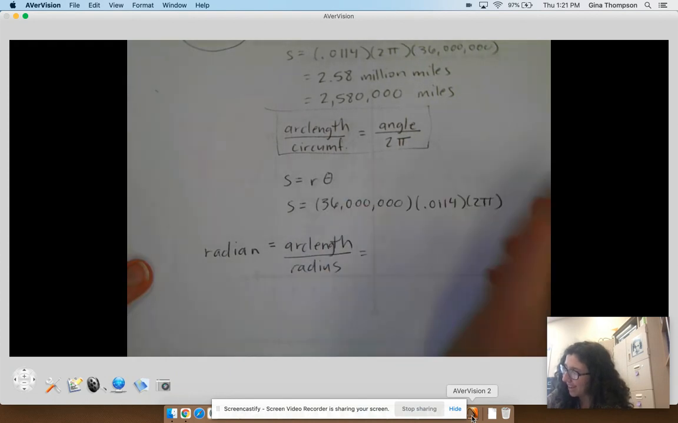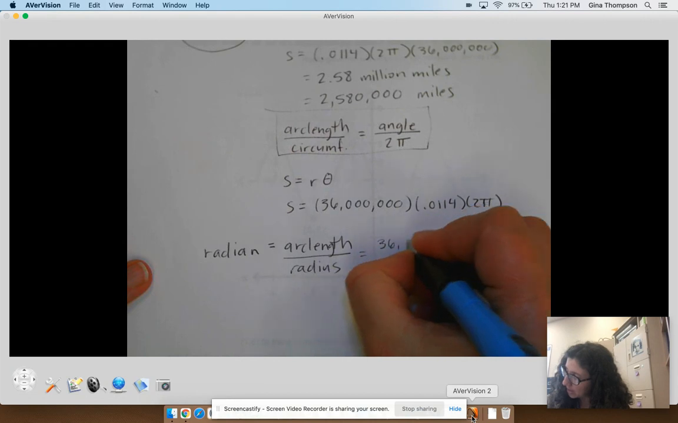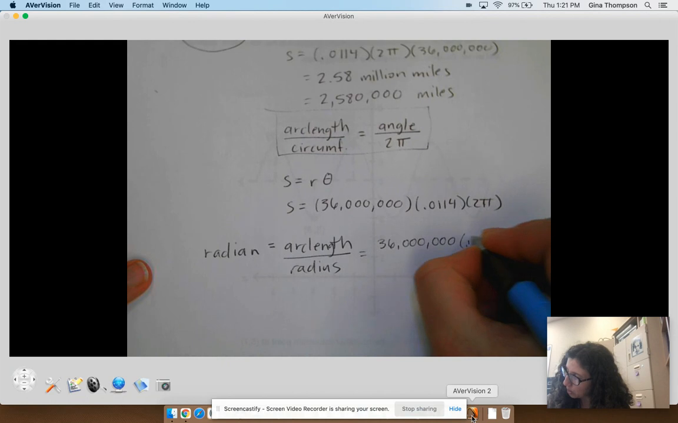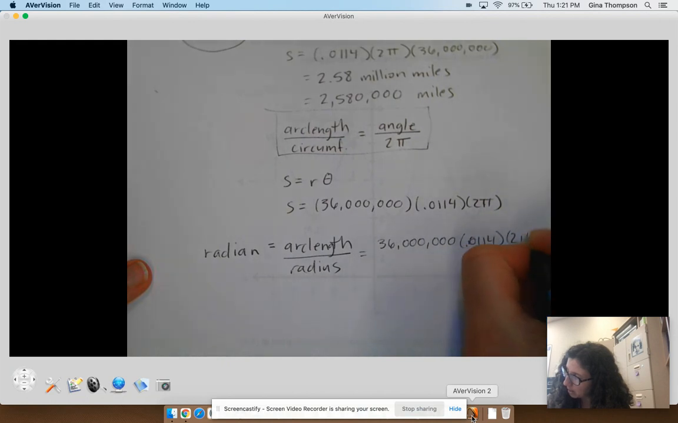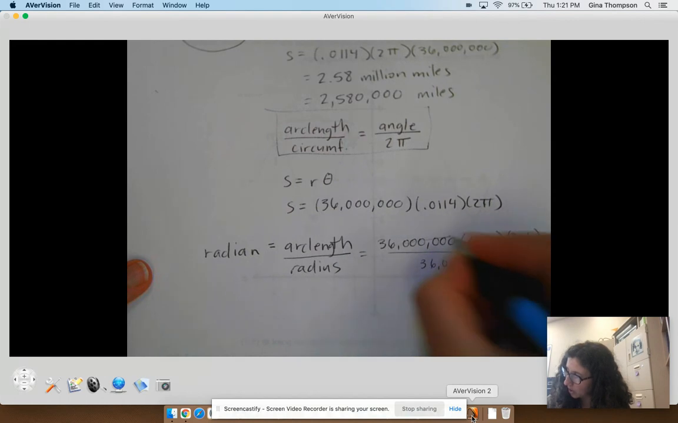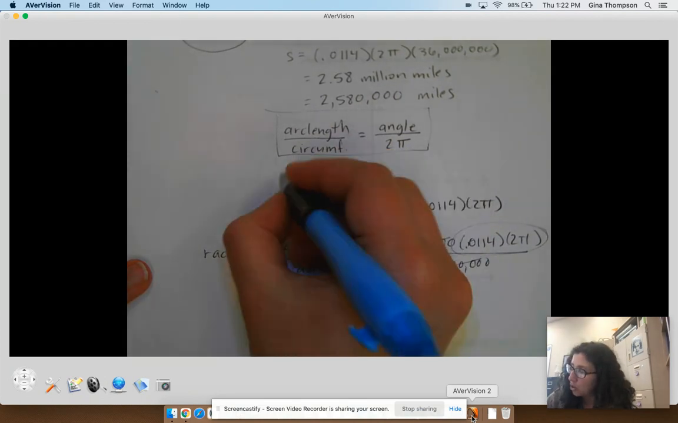So the arc length, well, we kind of figured that out, was 36 million times 0.0114 times 2 pi, divided by the radius, which we know is 36 million. So these are going to cancel out. The radian measure is that. Okay? All right. So 2 ways you can do this.